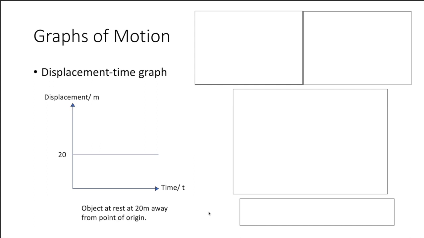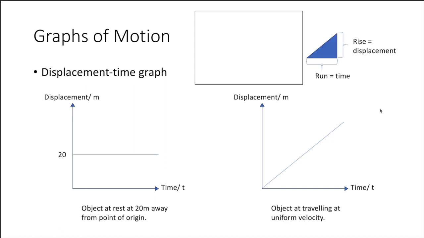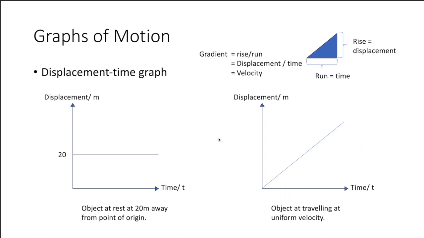If it is traveling at a constant velocity, it should be a constant gradient. And why is it constant gradient? Because gradient means rise over run. The rise is your displacement, your run is your time. So displacement over time gives you your velocity. So if the gradient is the same, velocity is the same.